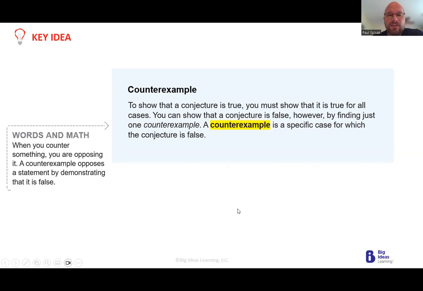Now, a counterexample. Talked a little bit about that in the last lesson. To show that a conjecture is true, you must show that it's true for all cases. You can show that a conjecture is false, however, by finding just one counterexample. A counterexample is a specific case for which the conjecture is false. So it's an example that counters the claim. So if you can find one false statement, the entire conjecture is false.